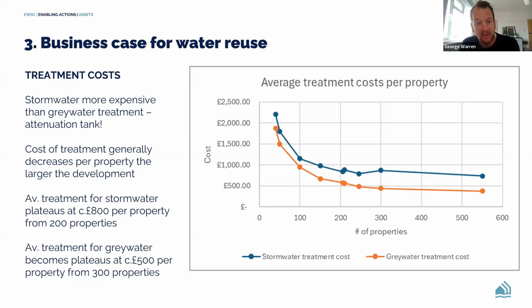What we're also seeing is there is a point at which this starts to plateau, for want of a better term. Over 200 properties in stormwater, it starts to become a generalised cost of around £800 per property. And then from a grey water perspective, at about 300 properties or more, it starts to plateau around the kind of £500 per property. I should say that all of these have to be taken with a pinch of salt to a certain degree, but it gives you an indication of the point at which treatment really starts to stack up. There are efficiencies, or economies of scale, associated with it.